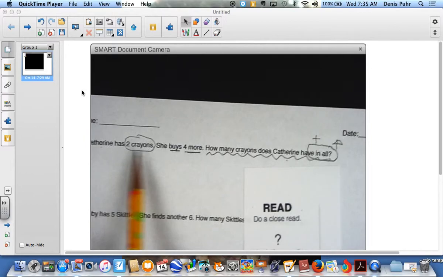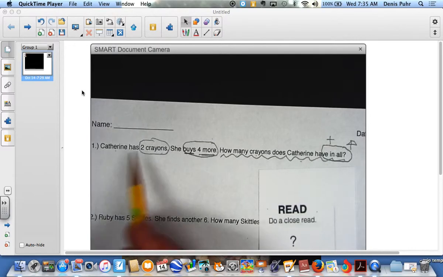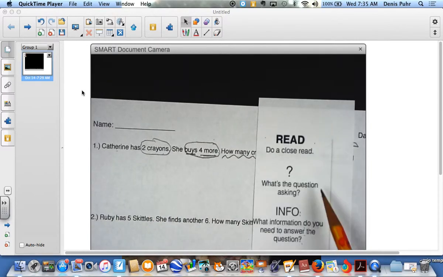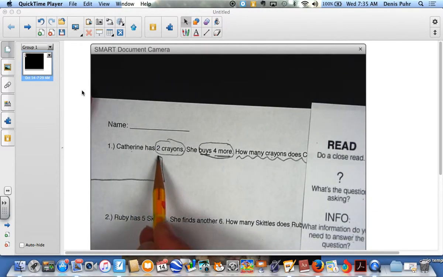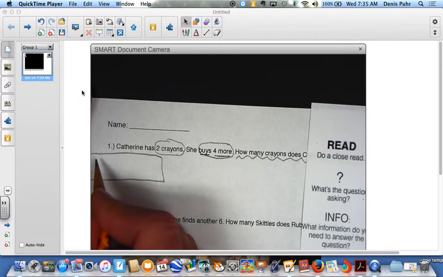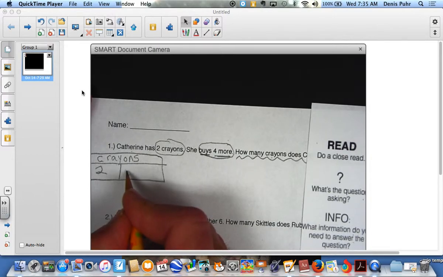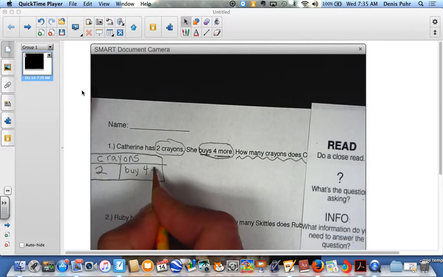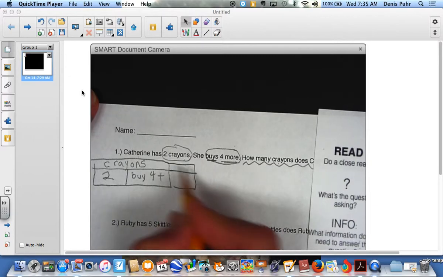She has 2 crayons and she buys 4 more. Okay, I'm going to imagine myself going to the store. So I have the question, I have the info. I'm going to actually draw a little table here. I'm going to put crayons. She has 2, okay, and then she buys 4 more. Let's extend the table. And on the last part, I'll put total.